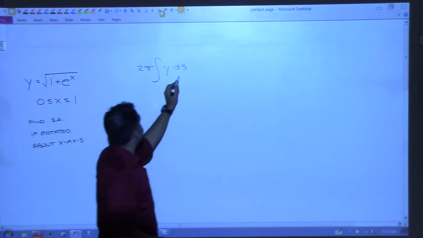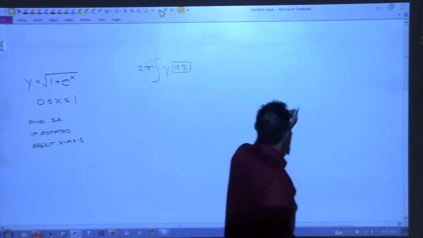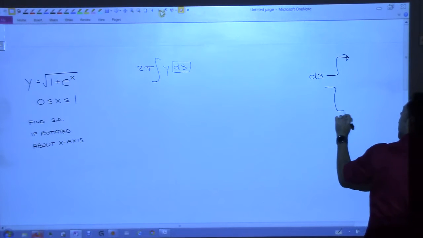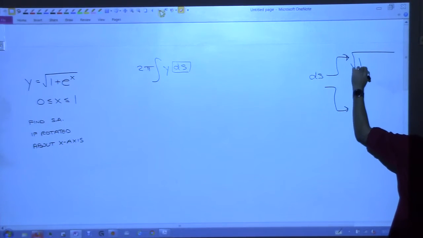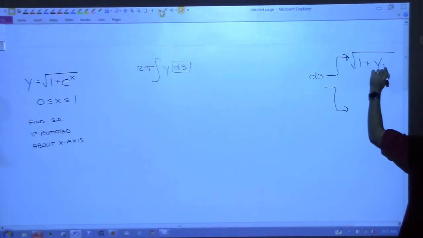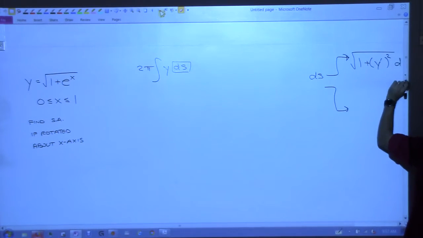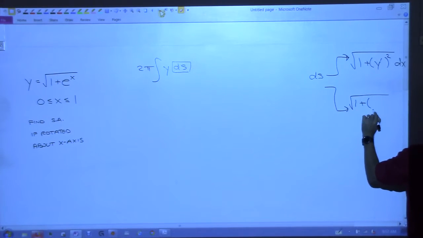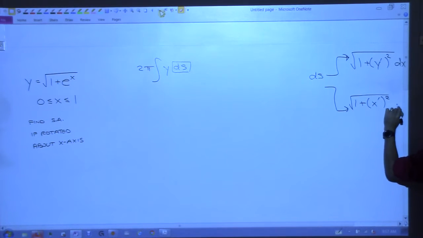So when I'm looking at this ds part, I had two options. I could do two different things. I could do the square root of 1 plus f prime, which is really y prime squared, dx, or I could do the square root of 1 plus x prime, or g prime, squared, and then dy.